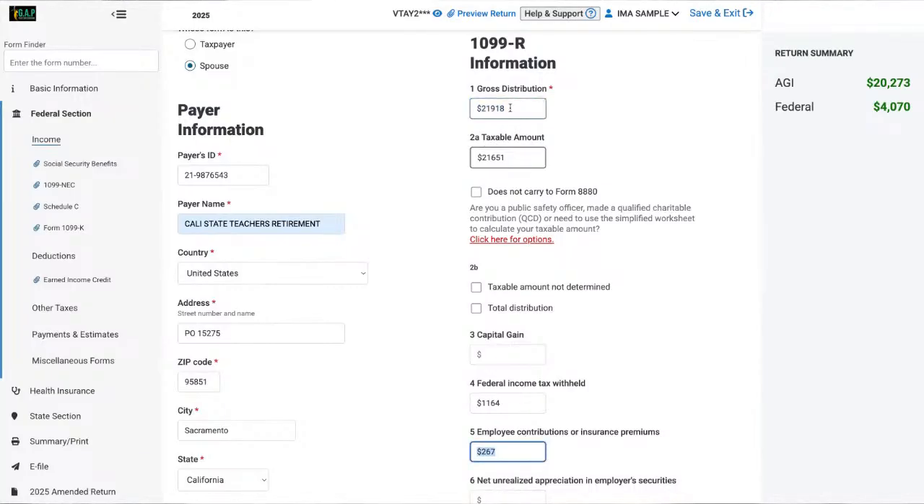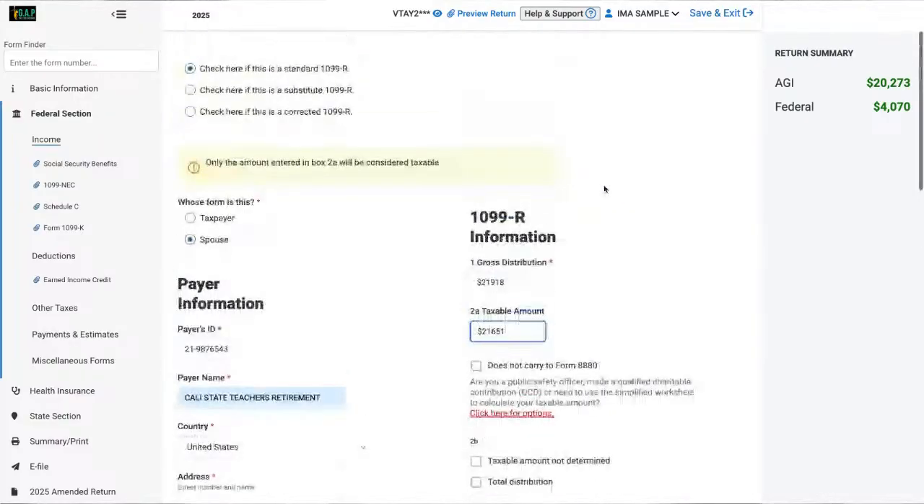They subtracted. They said that out of the gross distribution that they paid to this person from the pension over the year, 276 of that was employee contributions or insurance premiums. So it's not taxable in this particular case. So that's why that's the case. Let's go ahead and move forward.